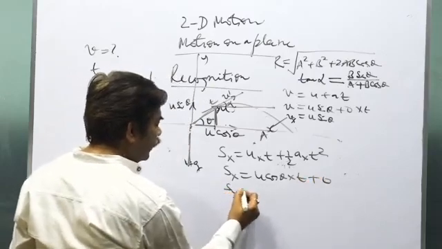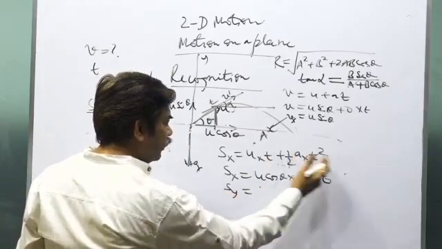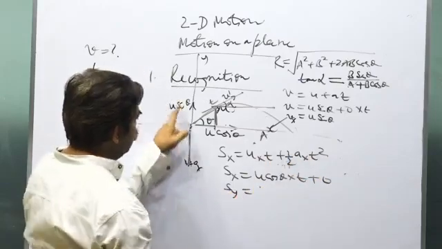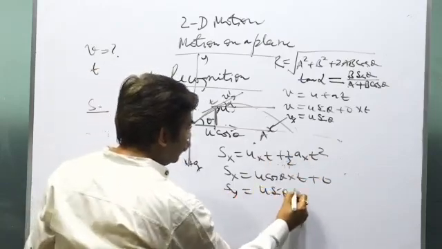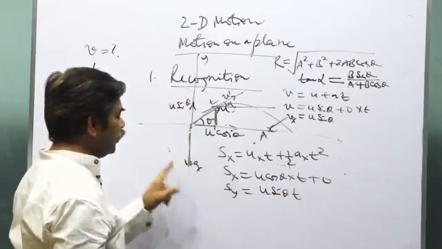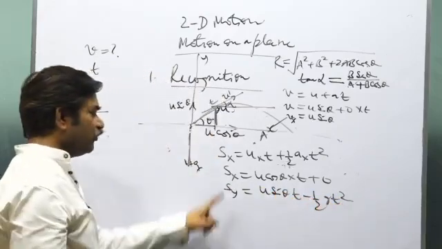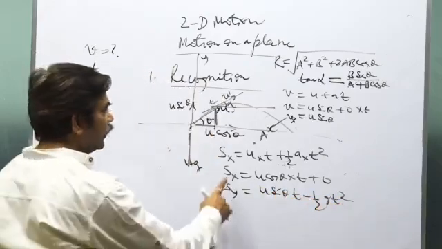Now similarly for the sy, this is what? U sine theta, so everything of y direction, so this is what? U sine theta into t. Now in the y direction, acceleration is opposite to the velocity, so we write minus of half into g t square. You got the value of sx and sy, then the resultant we will calculate.